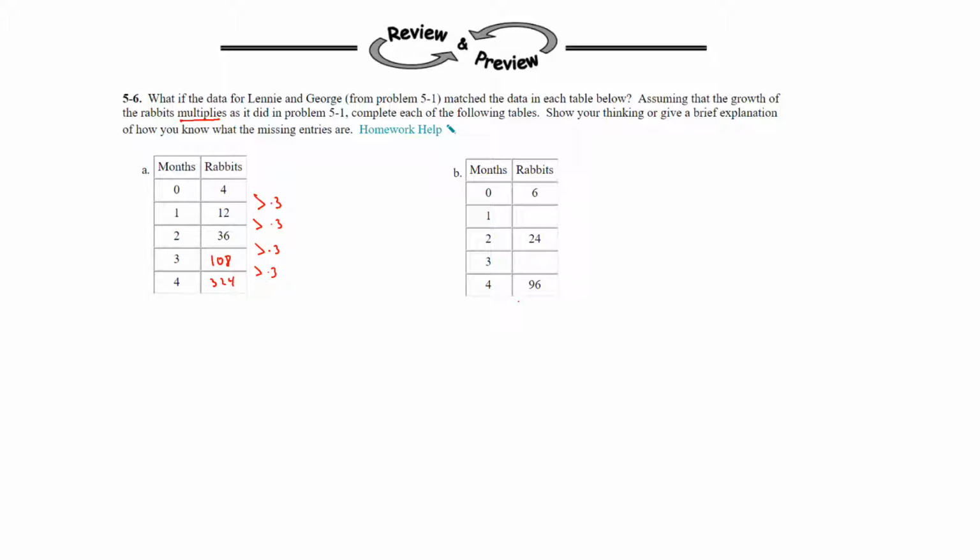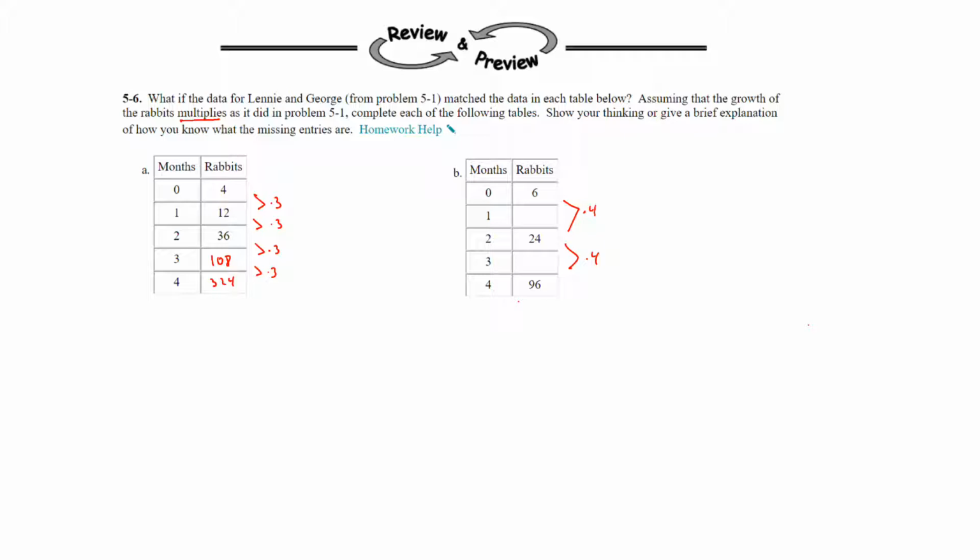And part B, once again, month 0 to 4. Now this one's a little bit harder because you're missing the next number. But if you go from 6 to 24, it's being multiplied by 4. So what do we do on the in-between? Same thing here. 24 times 4 is 96.